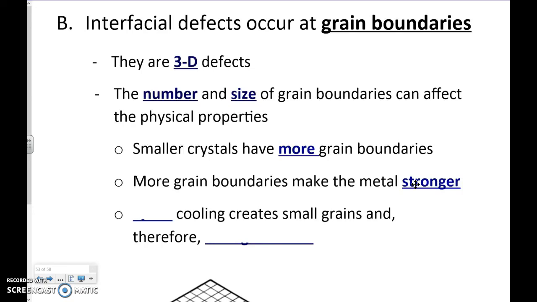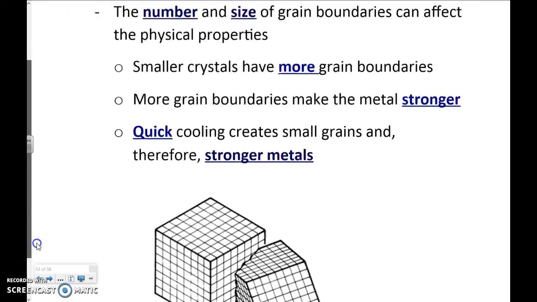Okay, the quick cooling process, and we learned this from section 1, creates small grains and therefore stronger metals. And so we're going to be working with these interfacial defects and dislocations when we talk about working metals. And you can see here, I just want to really quickly go down to this picture.